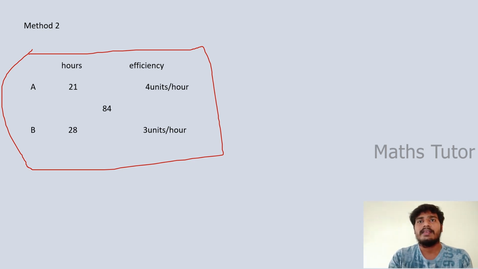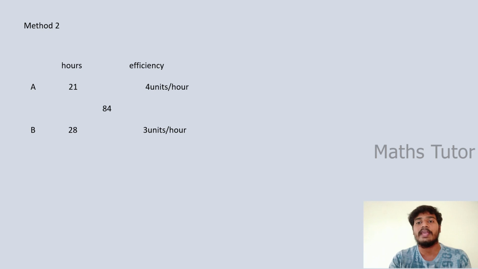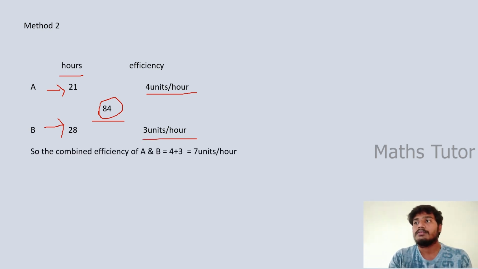So please watch it. Here I am taking the efficiency of A and B. A can complete the work in 21 hours and B can complete the work in 28 hours. We are taking the LCM of 21 and 28, that is 84. Here 84 is considered the total work. When 84 is divided by 21, we get the efficiency of A as 4 units, and the efficiency of B is 3 units per hour. So the combined efficiency of A and B is 4 units plus 3 units, that is 7 units per hour. Both A and B can complete 7 units of work in 1 hour.